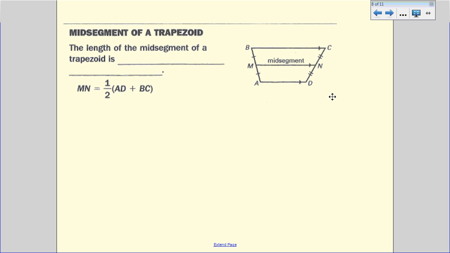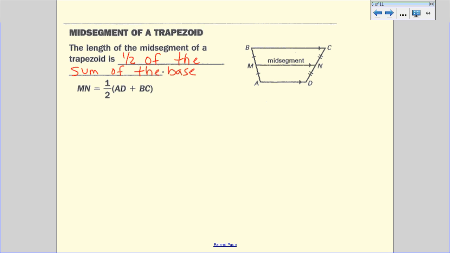All right, the mid-segment. As you can see, we're seeing some similarities between an isosceles trapezoid and an isosceles triangle. So the length of the mid-segment of a trapezoid is 1/2 times the sum of the bases. All right, so if you can see, they put that in parentheses, so I'm going to write it a little bit differently. It's actually 1/2 of the sum of the bases. So that's what we have in words.